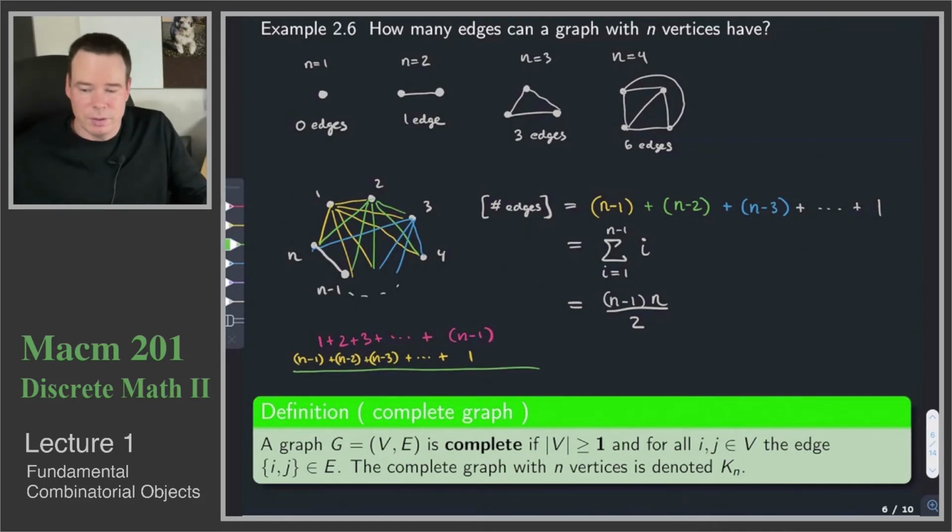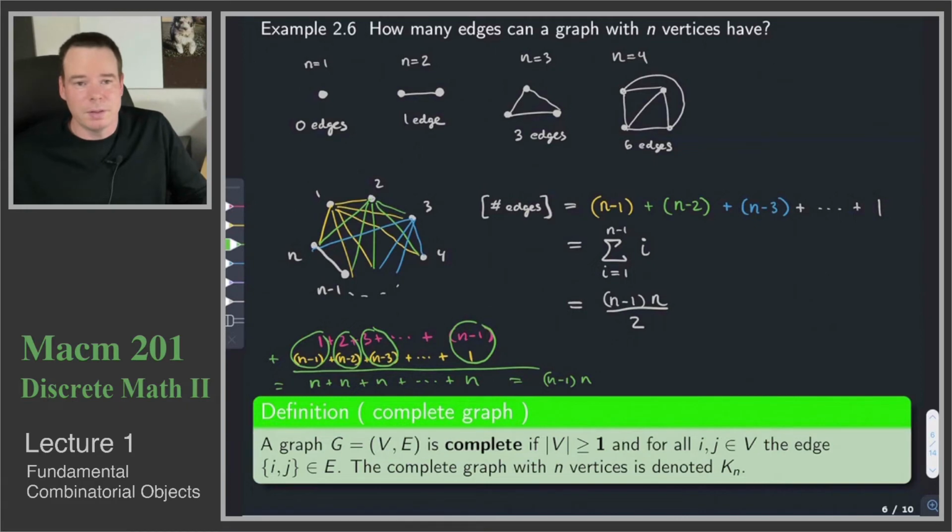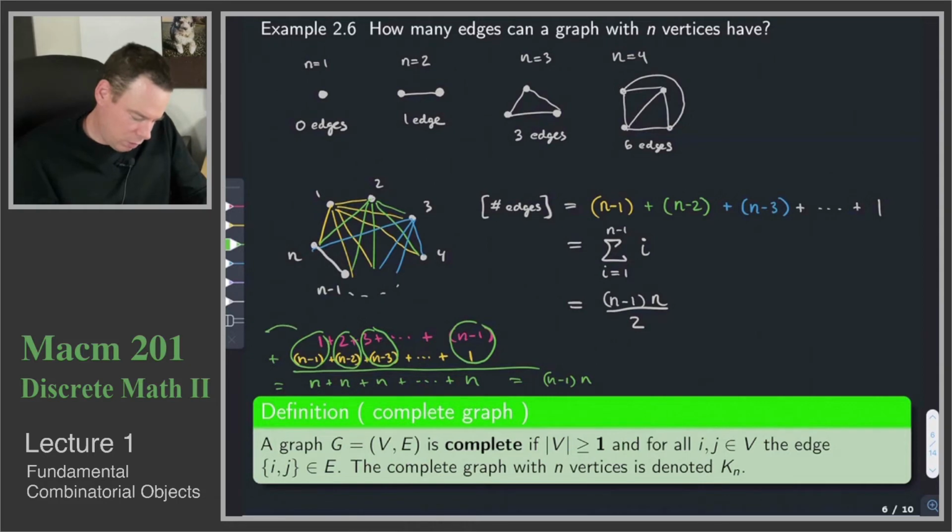I've effectively doubled the sum that I'm trying to determine, but I've done it in such a way that I can work out the value much more efficiently. When I add up all these numbers, I can group them in pairs, and I get n plus n plus n plus dot dot dot plus n. And how many are there? There are n minus 1 of them. So this is n minus 1 times n. But that's effectively double the sum I'm trying to find, so it's n times n minus 1 over 2. So that was just an aside.